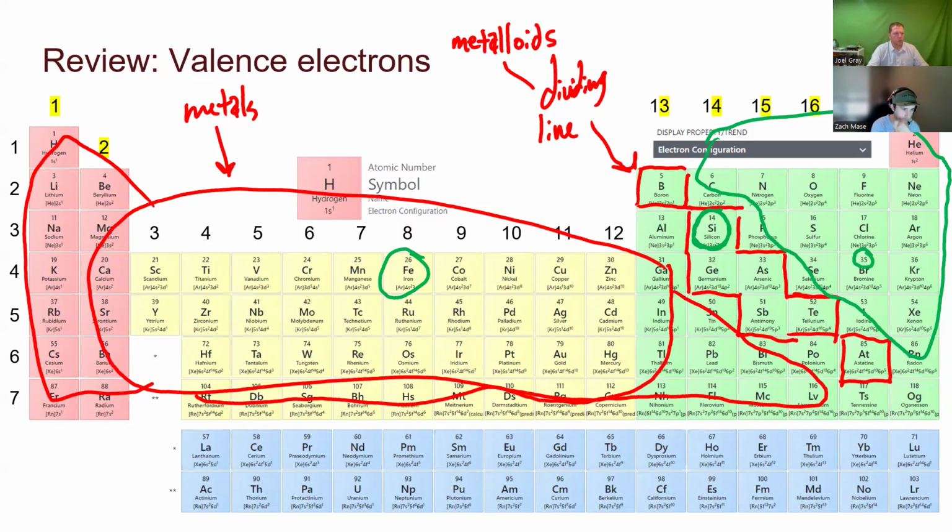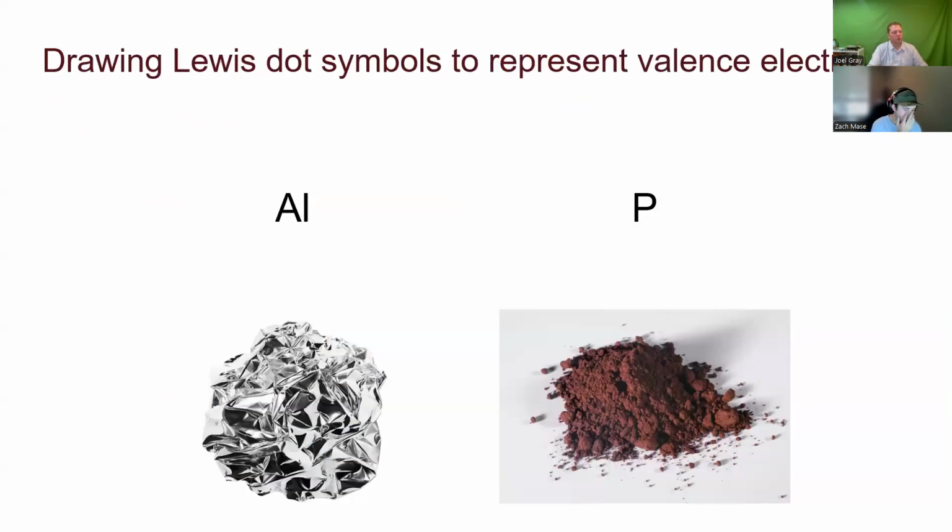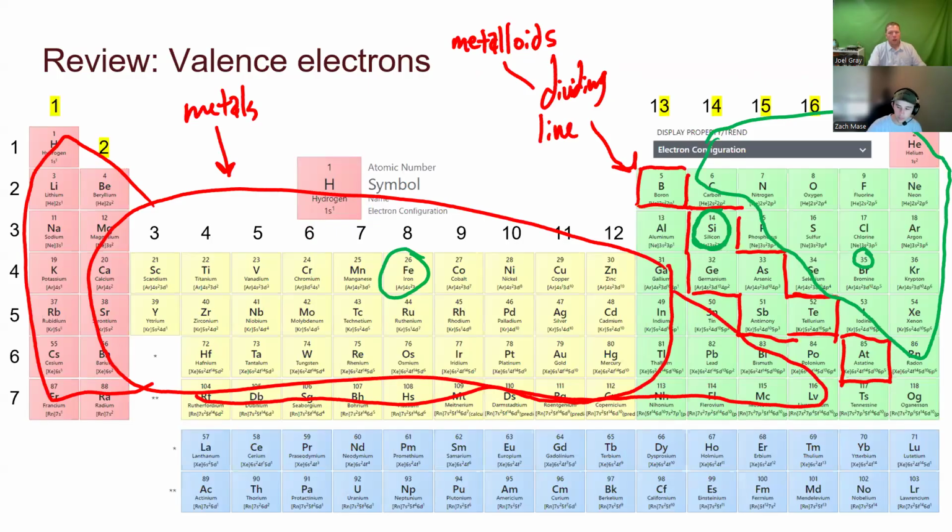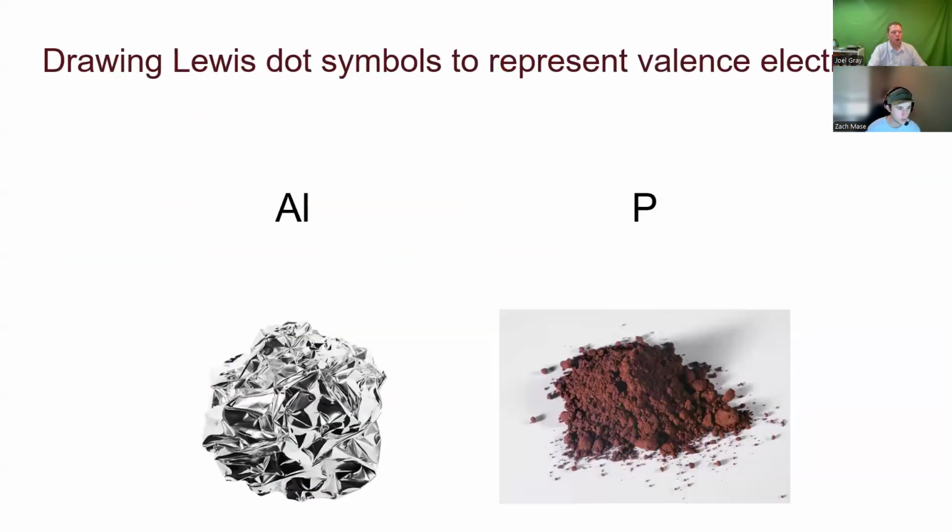Okay, so let's jump back. If we wanted to draw a Lewis symbol to represent these two atoms, aluminum and phosphorus, I'm going to jump back just so that question that came into the chat, will we be provided with a periodic table for the exam? Yes, you will. Now, aluminum. How many valence electrons does aluminum roll in with? 3, because it's in this group. Boom, 3. So we want to draw those 3 to represent this.